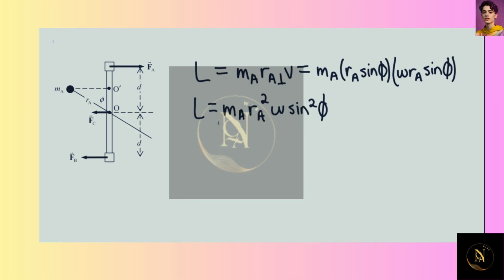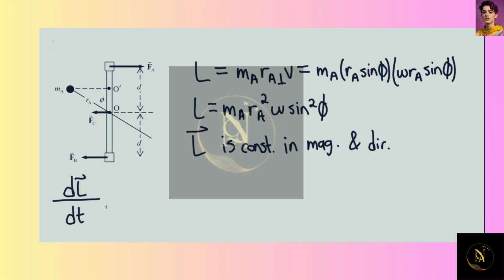We know that the angular momentum vector is constant in both magnitude and direction. So we can say that the derivative of the angular momentum vector with respect to time t would be equal to the net torque. And because it is constant, this would be equal to 0.